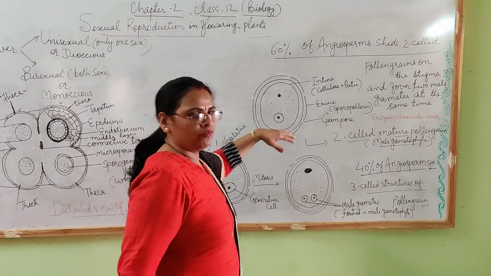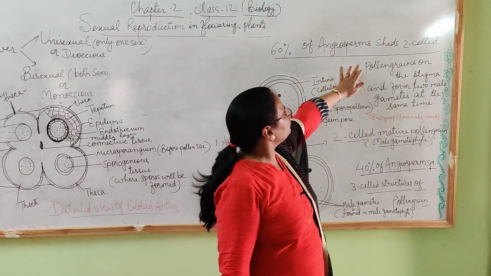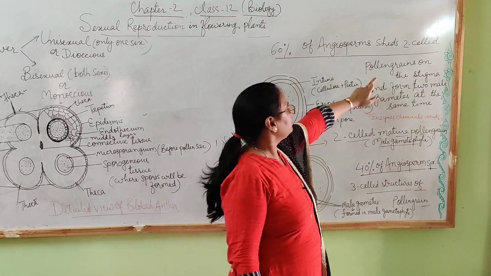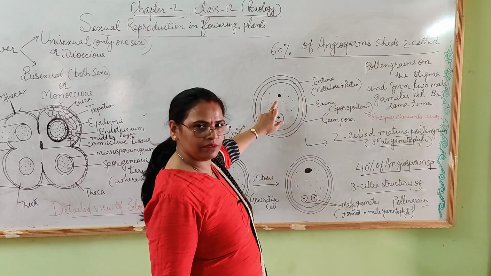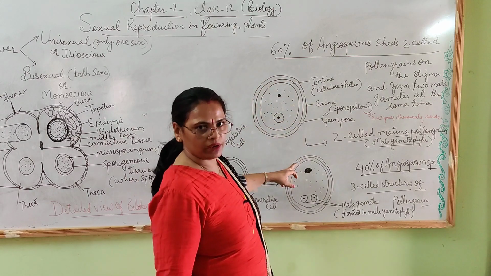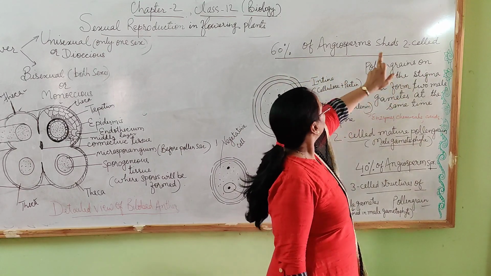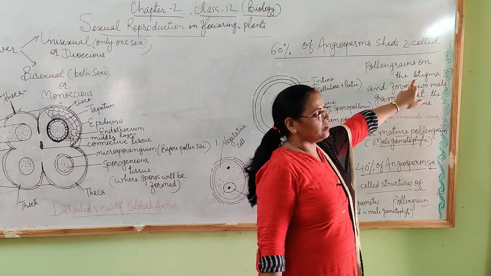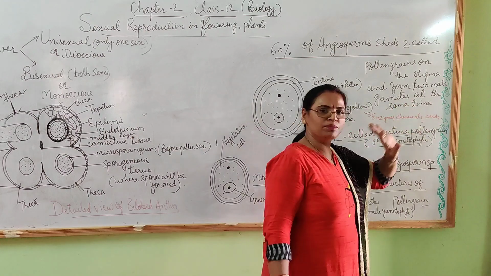Now children, for your information, you should know that 60% of angiosperms shed two-cell pollen grains. This is a two-cell pollen grain. One cell is this and another cell is this. So it's a mature pollen grain, and this pollen grain is two-cell and sits on the stigma and forms two male gametes at the same time.